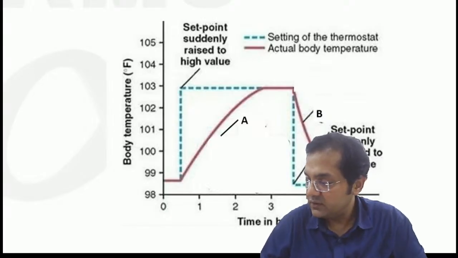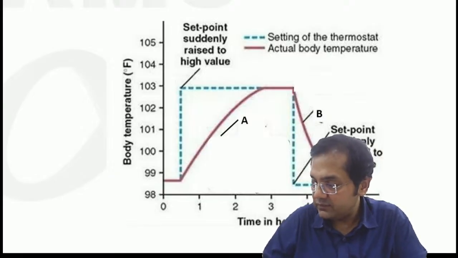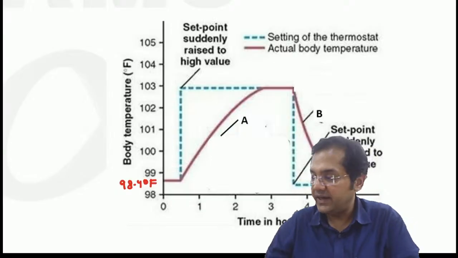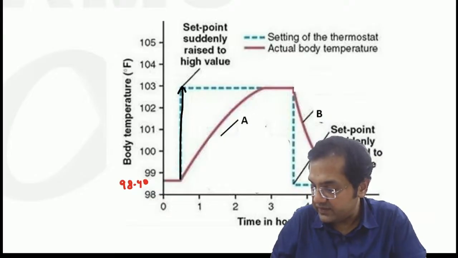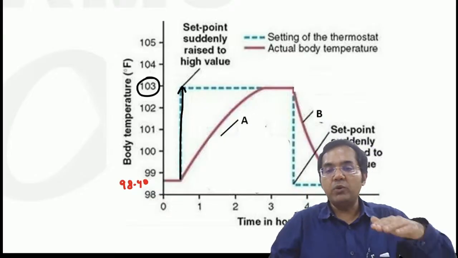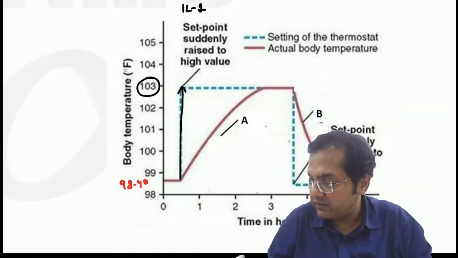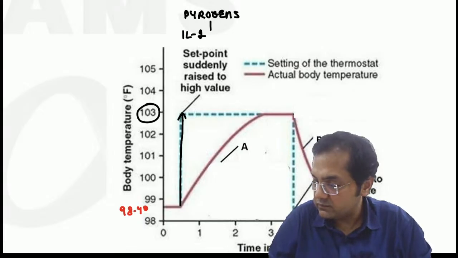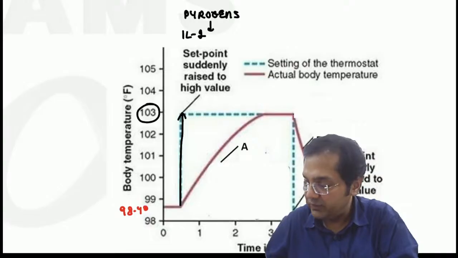Please see this. Remember, normal point is 98.4 degree Fahrenheit, right? 98.4. Now suddenly there is a rise in set point. That means this has become 103. How will the body try to match the increased set point? This happens due to release of interleukin 1 by the pyrogens, right? As soon as the set point increases, the body will try to match. How will it do so?